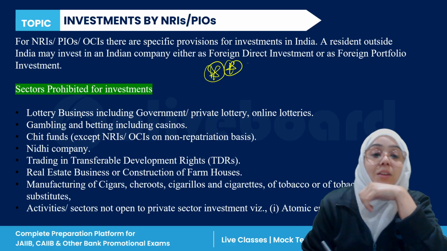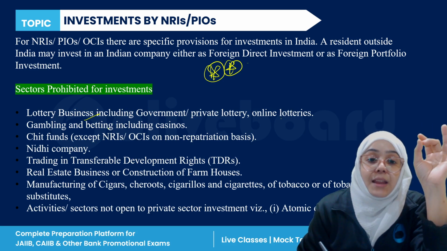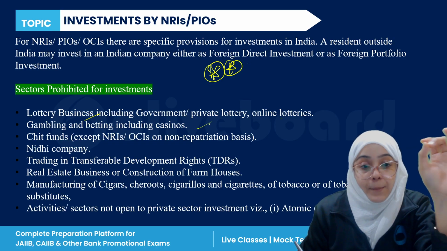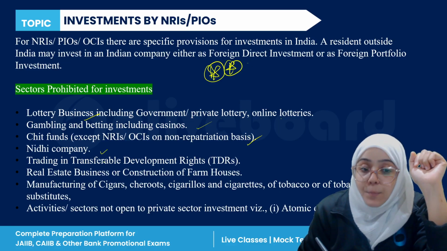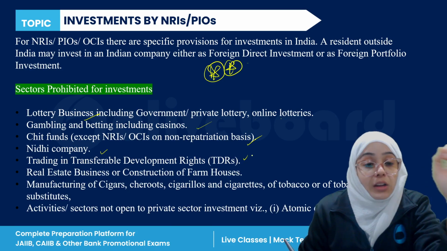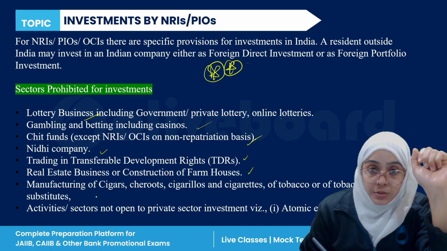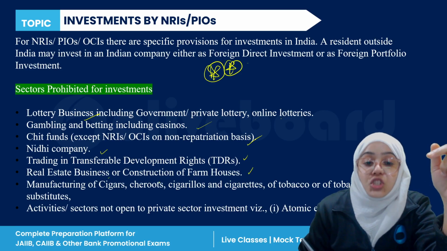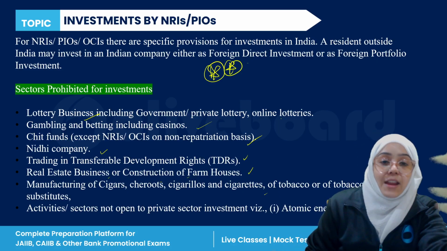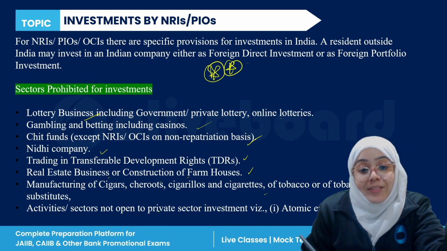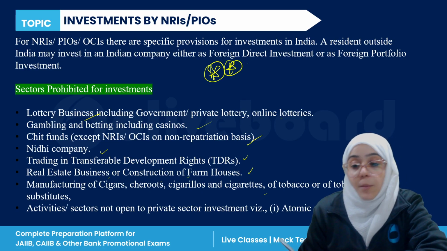First of all, you cannot invest in the lottery business, which includes government lotteries, private lotteries, online lotteries, gambling and betting, including casinos. Then you cannot invest in chit funds, you cannot invest in Nidhi companies, you cannot invest in TDRs, you cannot invest in the real estate business or construction of farmhouses, you cannot invest in cigars, cheroots, cigarillos, cigarettes or tobacco, etc. Any of these, right? You also cannot invest in any sectors which are not open to the private sector, like atomic energy or railways.